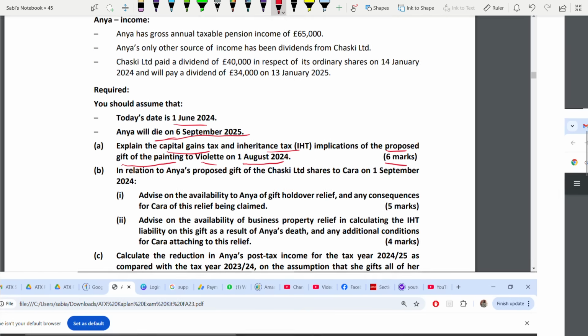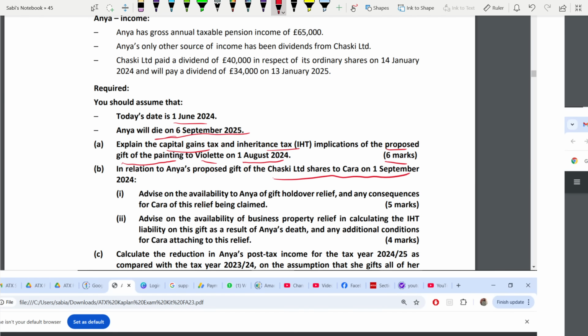Then in relation to the gift of shares on 1st September 2024, you have to advise on two areas. First one, availability of gift holdover relief and any consequences for Kara of this relief being claimed. Then the availability of business property relief when you are calculating IHT liability on this gift as a result of the death, and any additional conditions for Sara attaching to this relief, for 4 marks.